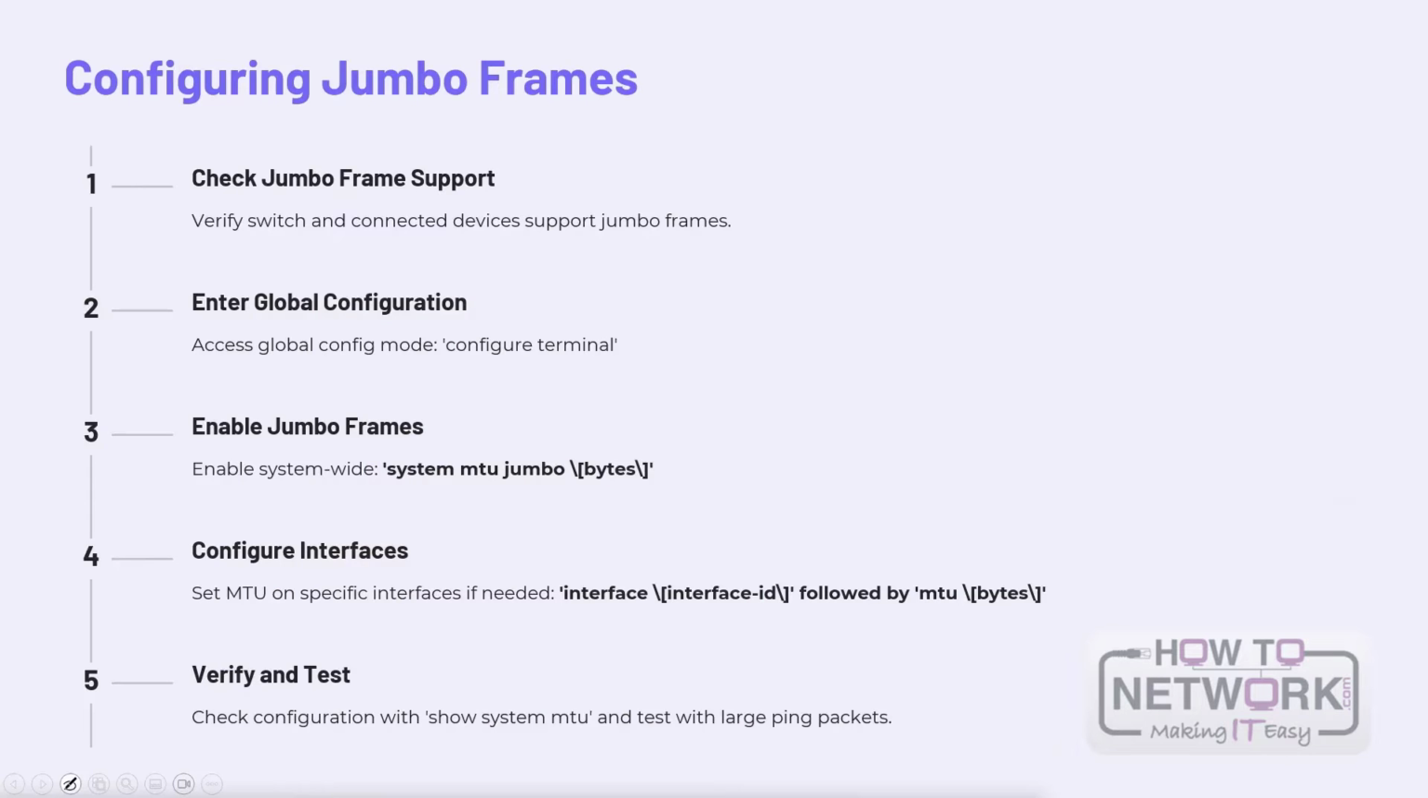So how do you configure it? There are two ways. You can enable jumbo frames system-wide using this command, but this will require a reboot, so just be aware of this for Cisco switches. To configure on an interface, you can just use the interface ID followed by the MTU and the allowed bytes that you want. And you can verify with the show interface.